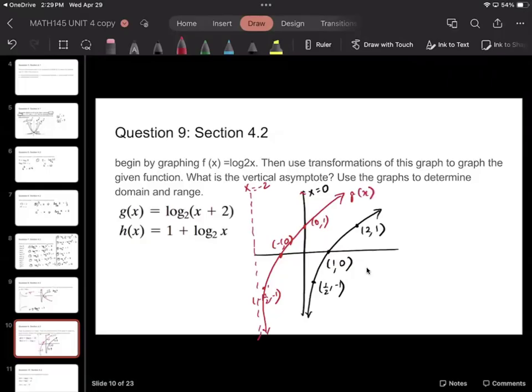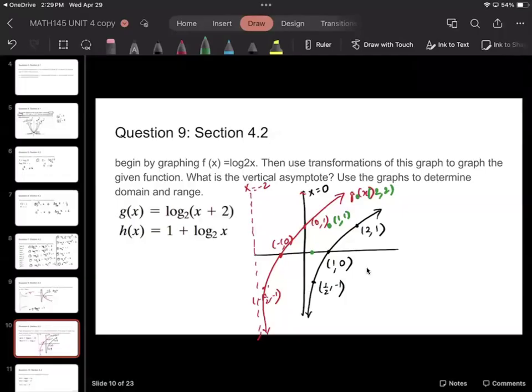In H, the only transformation is you have to move the graph 1 unit up. And when you move a graph up, only the y value changes. So (1, 0) is now going to become (1, 1). (2, 1) will become (2, 2). And (1/2, -1) will become (1/2, 0).